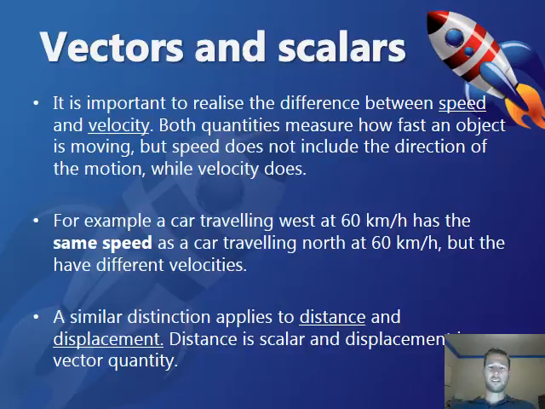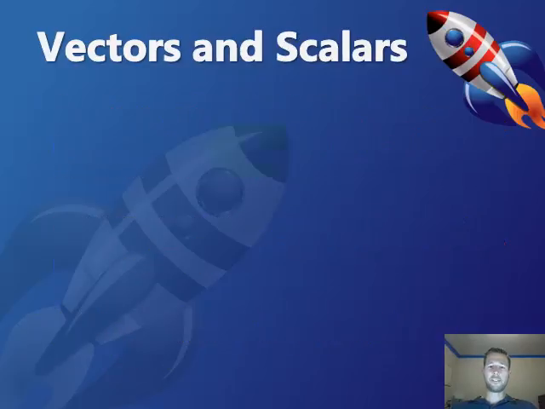Using this in a very specific example, if we have a highway where we've got cars traveling at 60 k's an hour, we can say that the speed of the cars is 60 k's an hour. There are cars traveling in different directions though, so some cars might be traveling north, some cars might be traveling south. So we can't say the cars have the same velocity because they're traveling in opposite directions. So that's the distinction between the scalar and the vector.